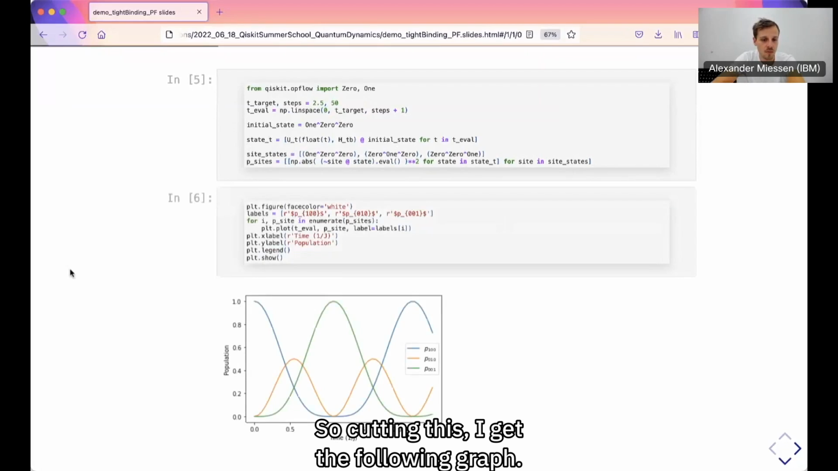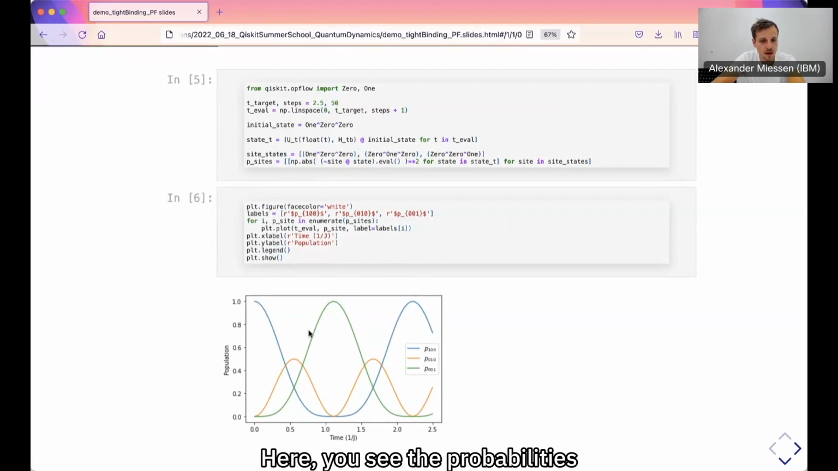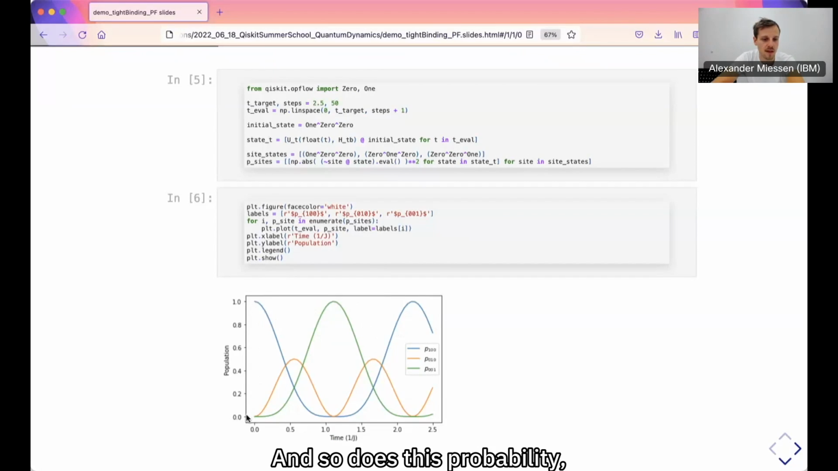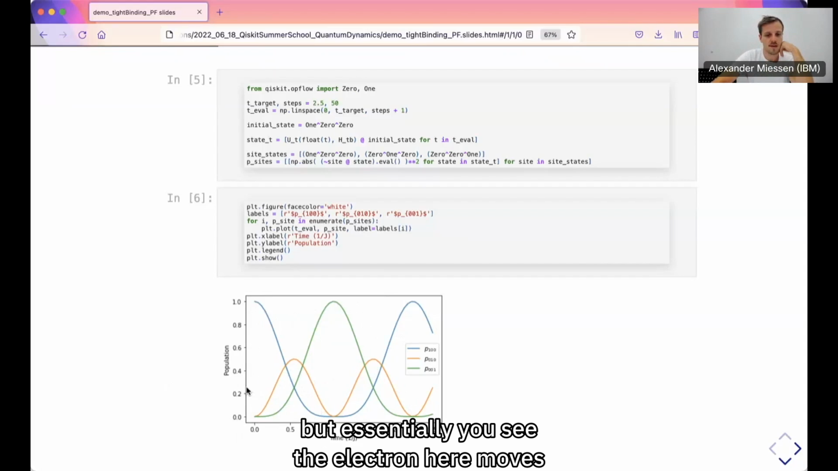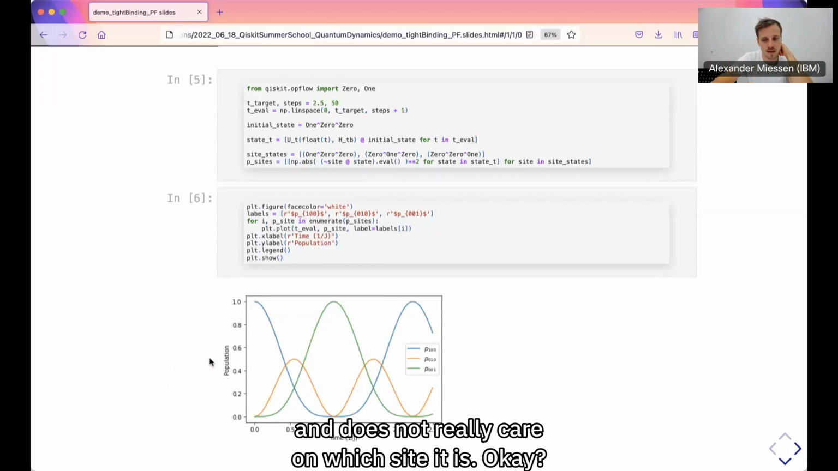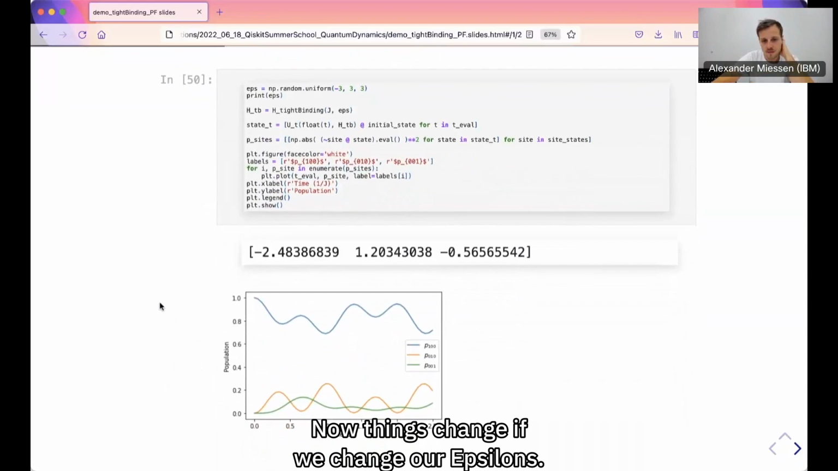Okay, so plotting this, I get the following graph. Here you see the probabilities for occupation of site 0, site 1, and site 2. You see this probability oscillates between 0 and 1, and so does this probability, and then the probability of the electron being in the middle, on site 1, is also oscillating, although not as highly. But essentially you see the electron moves from site to site and does not really care on which site it is, okay?